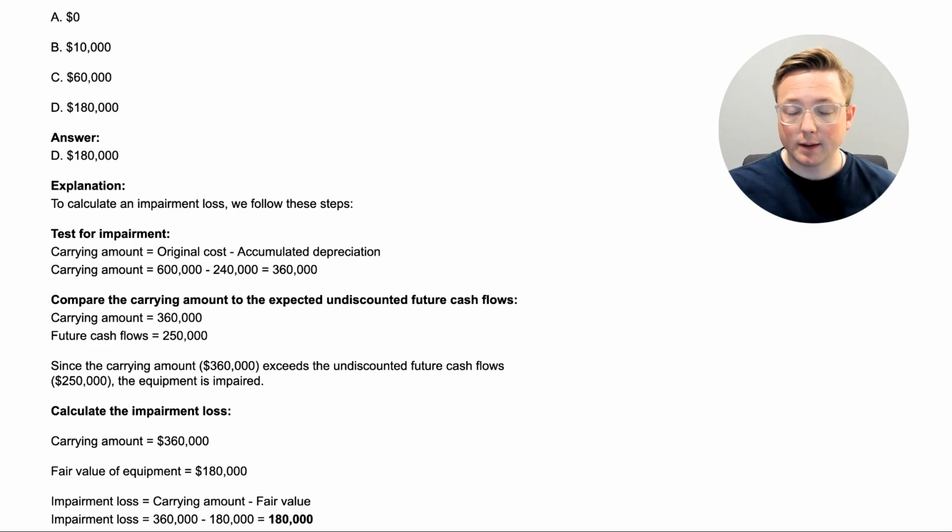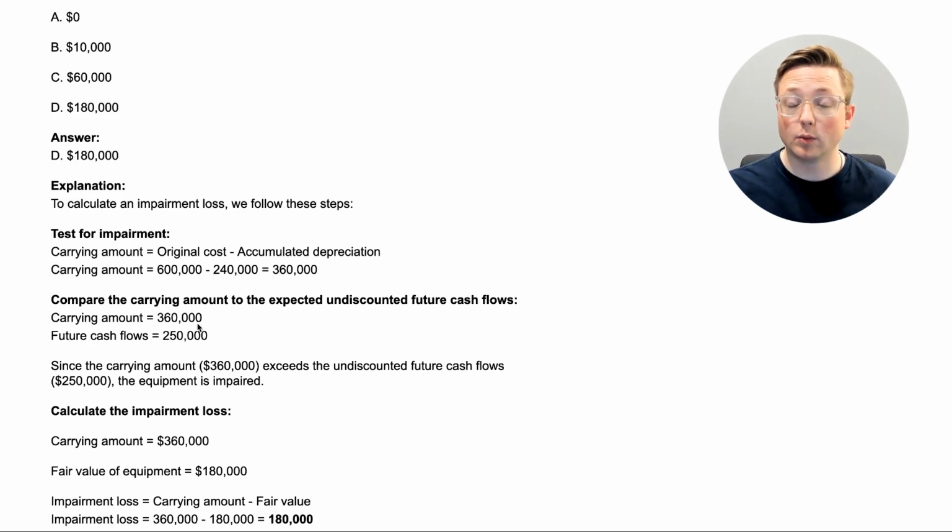So to calculate an impairment loss, you have to first see if an impairment loss is even necessary. And what you do is you do a test for impairment. What does that mean? You first have to know the carrying amount of the asset, and that's the original cost less any accumulated depreciation. So that in this case was the $600,000 cost less the $240,000 of accumulated depreciation that it already has. So that's $360,000 as the carrying amount.